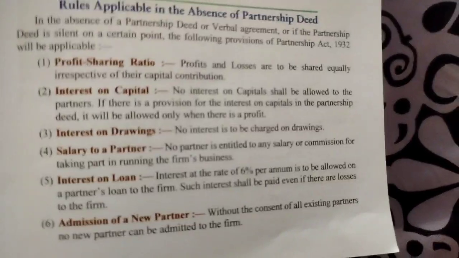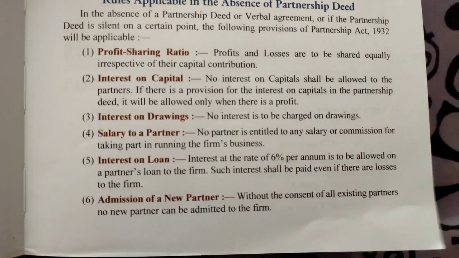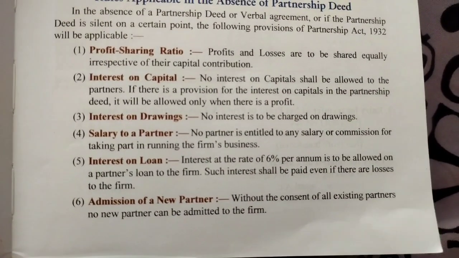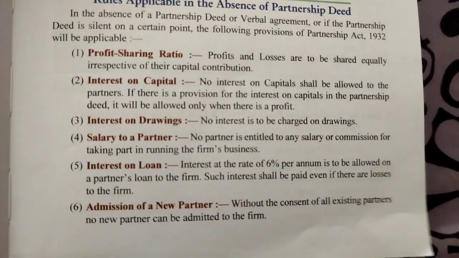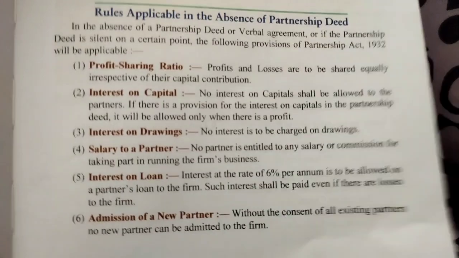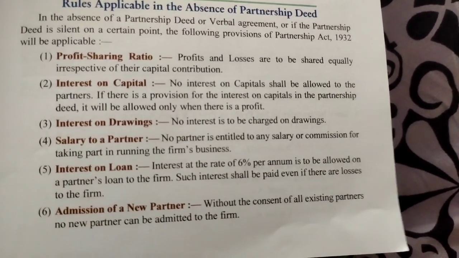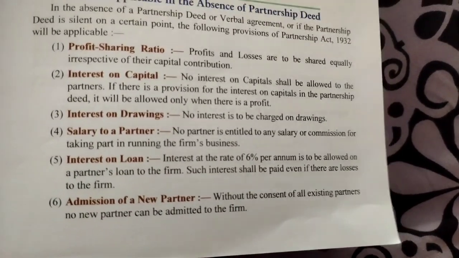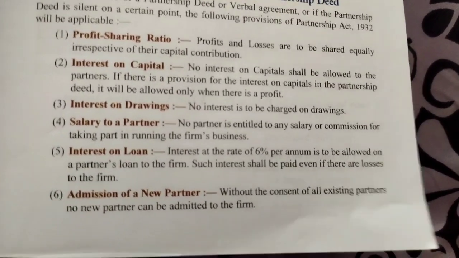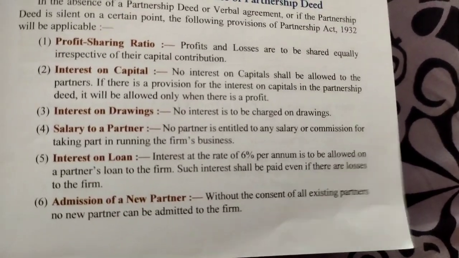Now the second is interest on capital. No interest on capital shall be allowed to the partners. If there is a provision for interest on capital in the partnership deed, it will be allowed only when there is a profit. If there is a profit, then and only then will interest on capital be allowed to the partners. But if it is in the partnership deed, it is already agreed that 6% or 8% is the rate of interest on capital according to their capital contributed. Now the third is IOD, no interest is to be charged on drawings.